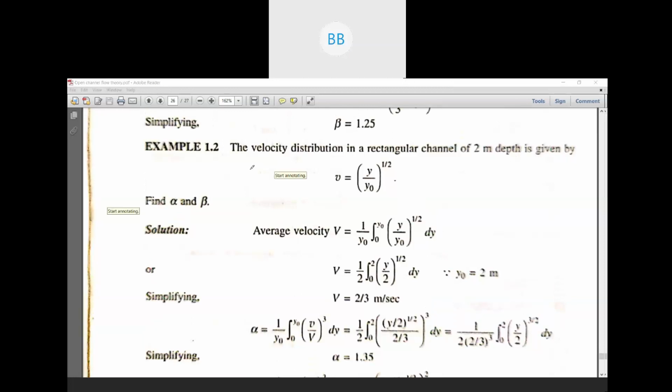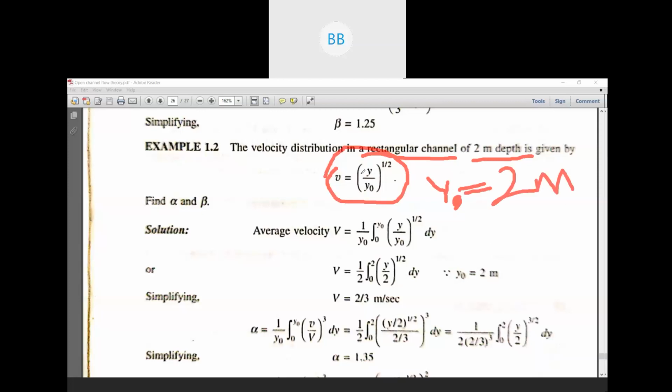Okay. Next numerical is the velocity distribution. Again, it's a rectangular channel. Depth is given, 2 meters. And for small v, the expression is given, that is v = (y by y naught) to the power half. y naught is given, y naught is equal to 2 meters. So find alpha and beta.